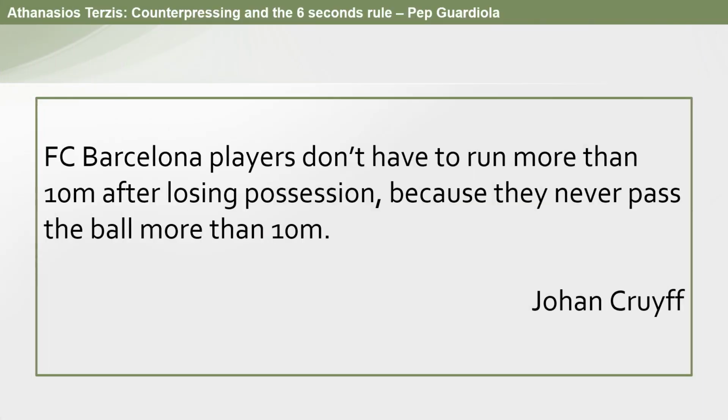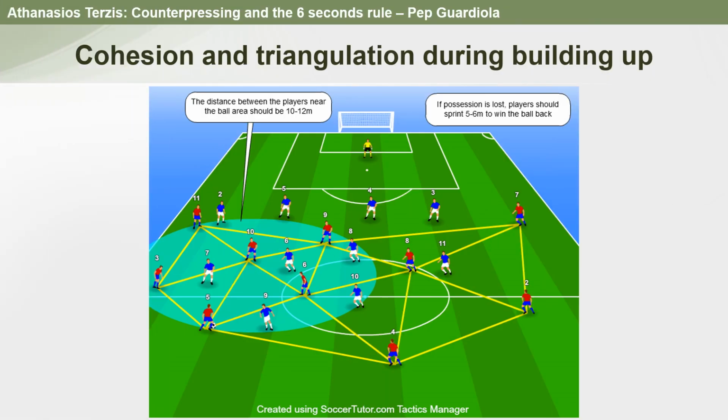Johan Cruyff, who had a great influence on the FC Barcelona style of play, said once that Barcelona players don't have to run more than 10 meters after losing possession because they never pass the ball more than 10 meters. This is translated to an attacking style of play which is based on cohesion. Players retain short distances between each other and triangulation, while at the same time they try to keep the field as big as possible. As you can see on this diagram, the players around the ball area retain short distances of 10 to 12 meters between each other, while at the same time they create many triangles.